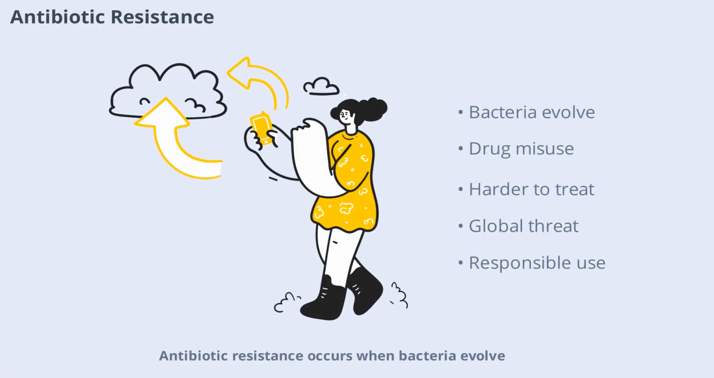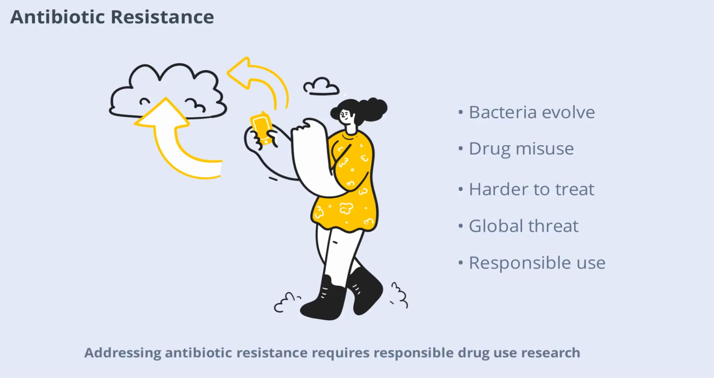Antibiotic resistance occurs when bacteria evolve to survive drugs meant to kill them. Overuse and misuse of antibiotics accelerate this process, making infections harder to treat. Resistant bacteria can spread in hospitals and communities, posing a global health threat. Addressing antibiotic resistance requires responsible drug use, research, and new treatment strategies.